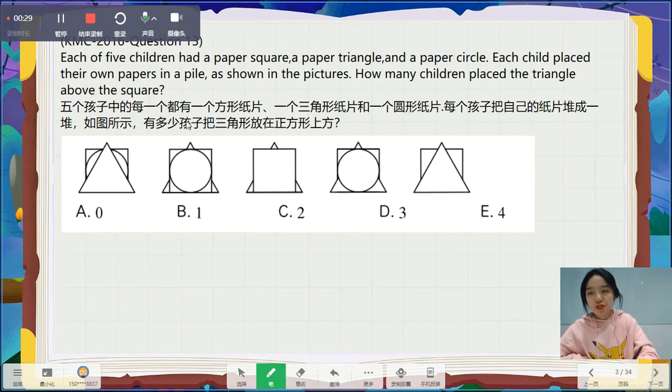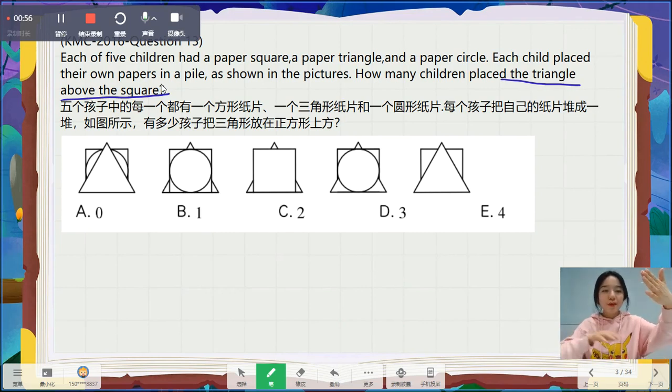See here, the first question. Each of 5 children had a paper square, a paper triangle, and a paper circle. Each child placed their own papers in a pile as shown in the pictures. So you can see there are 5 pictures. How many children placed the triangle above the square? This is a requirement.